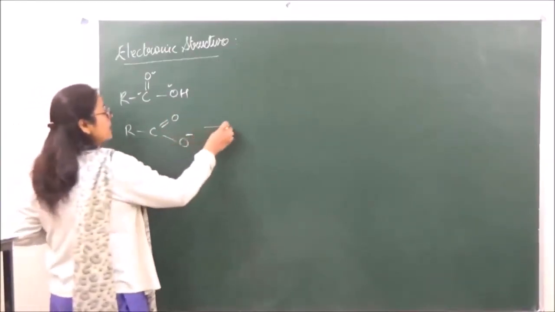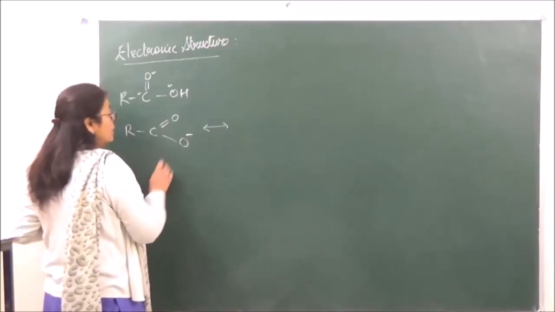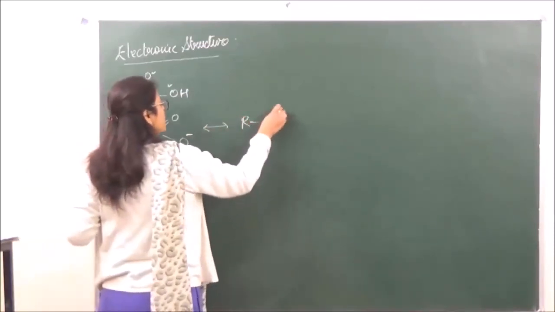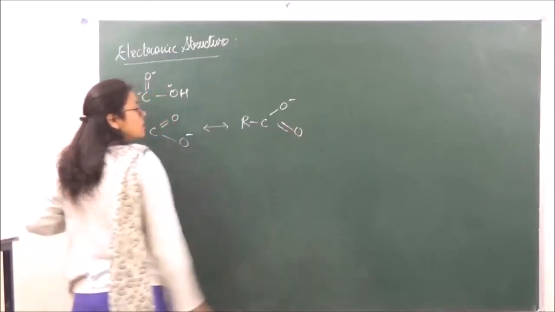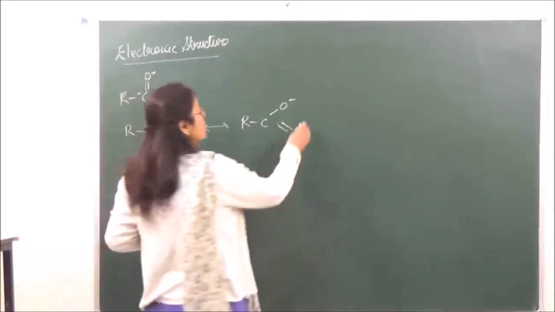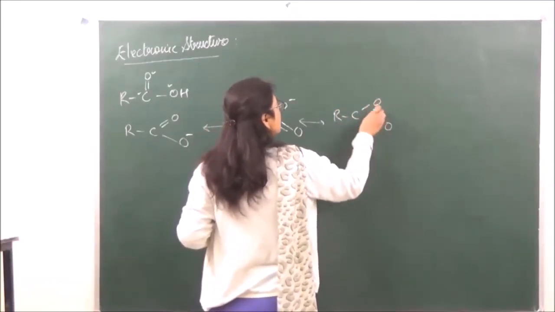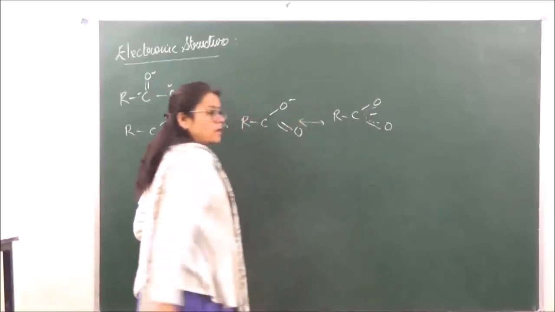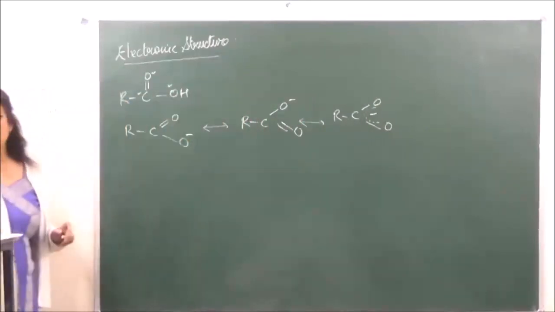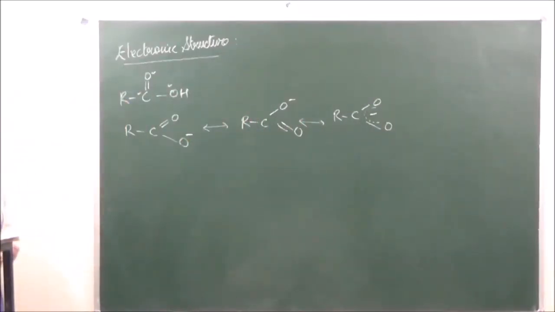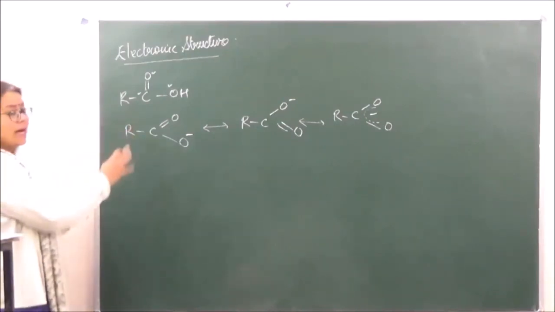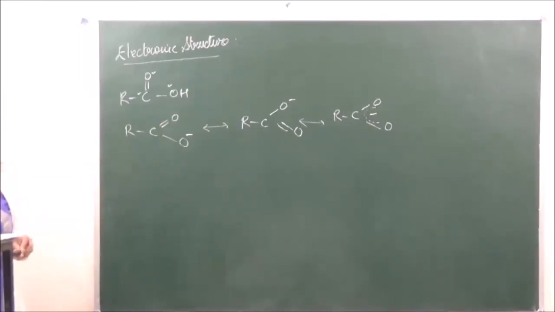Now there is going to be resonance which occurs over here, such that the resonating structure now becomes this. Or in other words, the negative charge is dispersed on both the oxygens due to resonance. So both the oxygens are also going to be sp2 hybridized. All the bonds of carboxylic acid are going to lie in one plane and they are separated by approximately 120 degrees from each other.